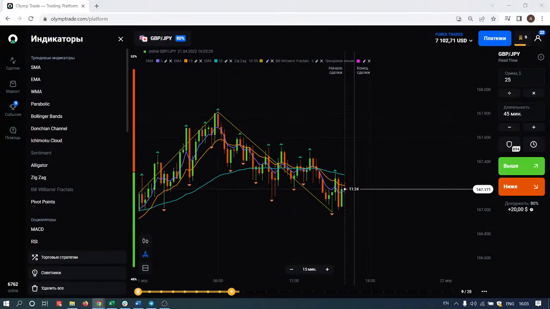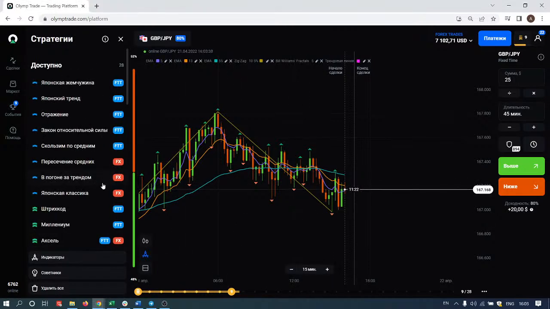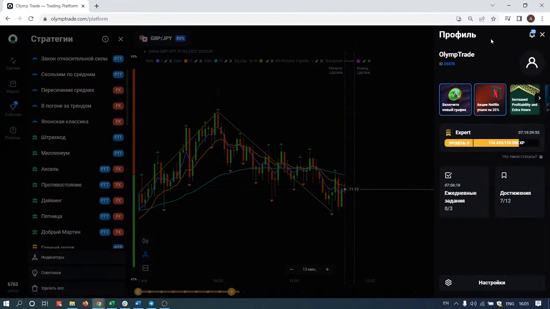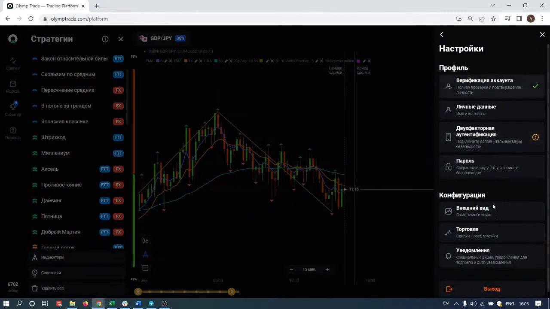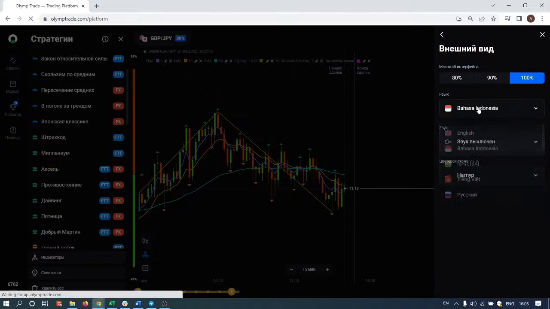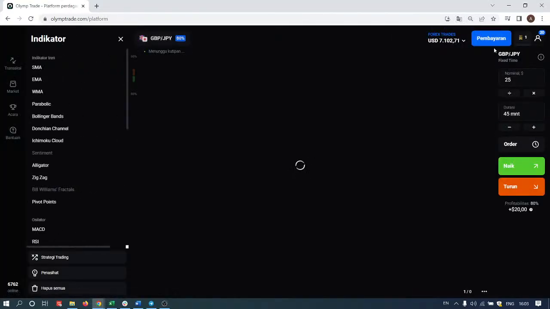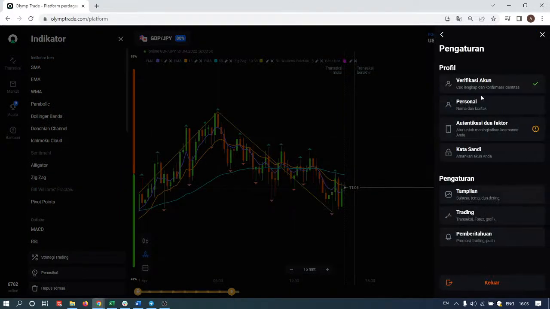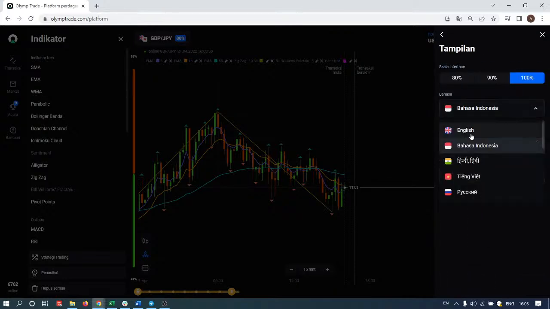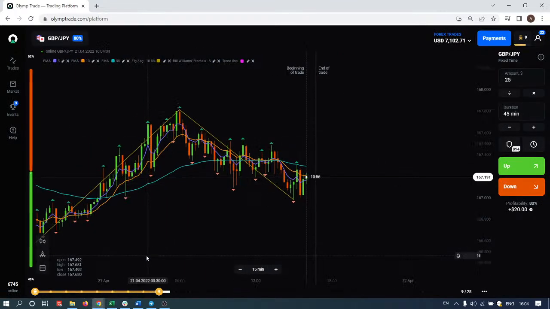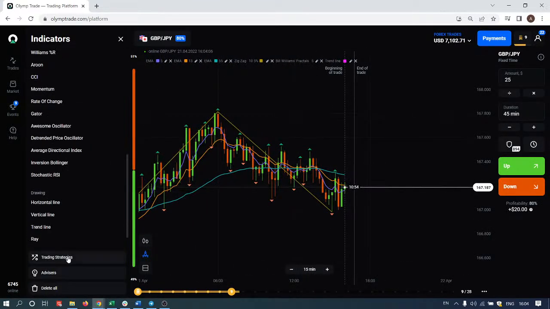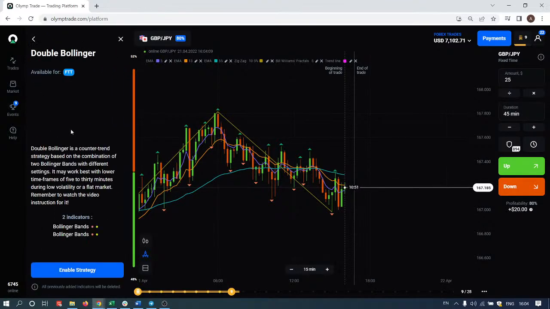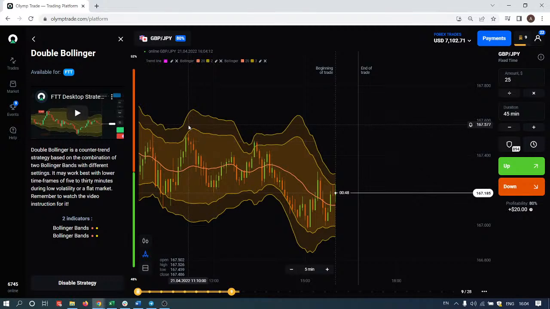Now I go back and click here, my trading strategy. Why does it keep changing the language? All right, it should be English, trading strategies, and here is double Bollinger. I press enable strategy, and here it is. Here comes double Bollinger, guys.